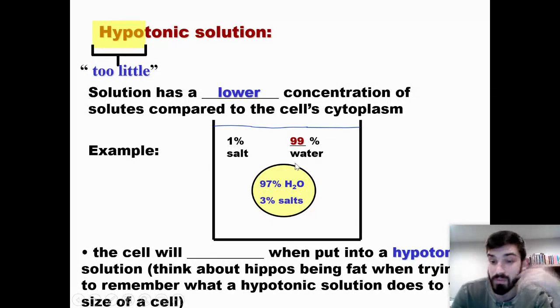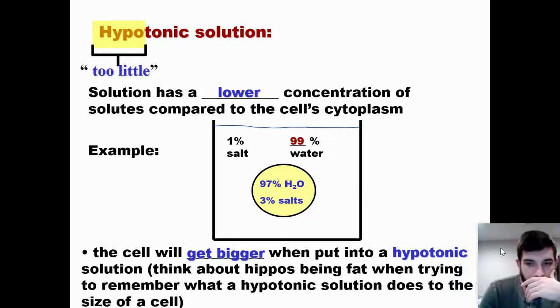And so the cell is going to swell up. It's going to get bigger. Oh, you can't see all that. There we go. Think of hippos being fat when trying to remember what a hypotonic solution does to the size of a cell. Hypo, hippo, hippos are fat, so cells get fatter when they're in a hypotonic solution. That's good.